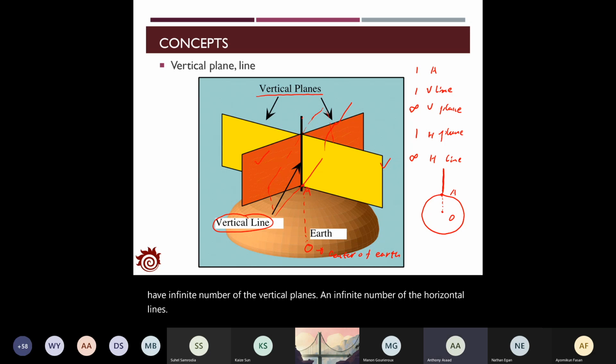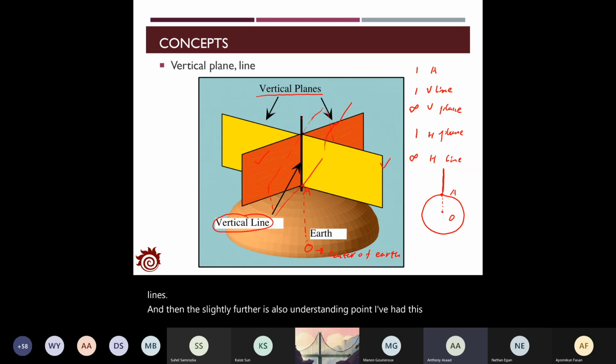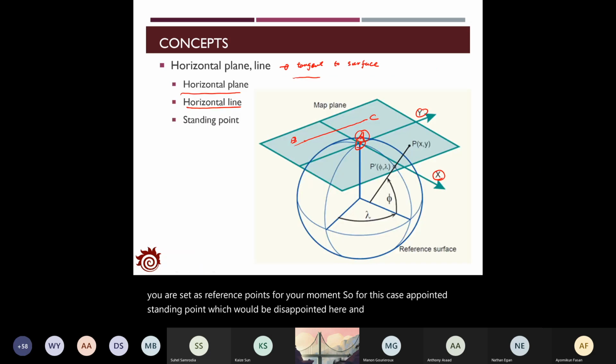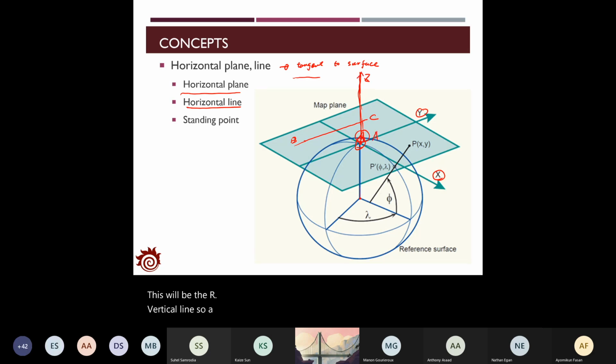And from the slide before, there was also the standing point. How does that relate to these? The standing point is the point where you start your measurement, or that you set as the reference point for your measurement. So in this case, point A is the standing point. And in the previous one, if we draw a line from the center here, this will be the vertical line. So A is always the standing point, which is the point on the surface of the Earth.